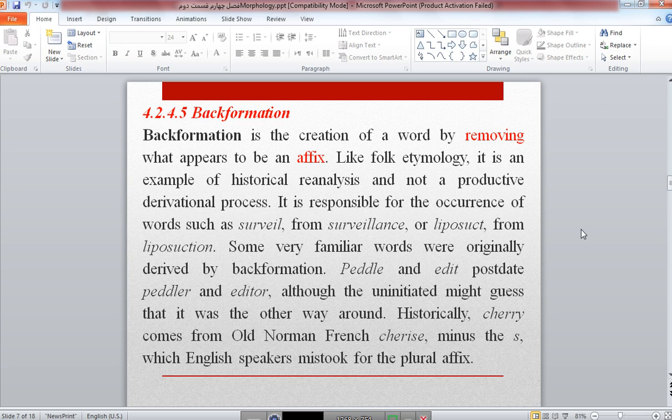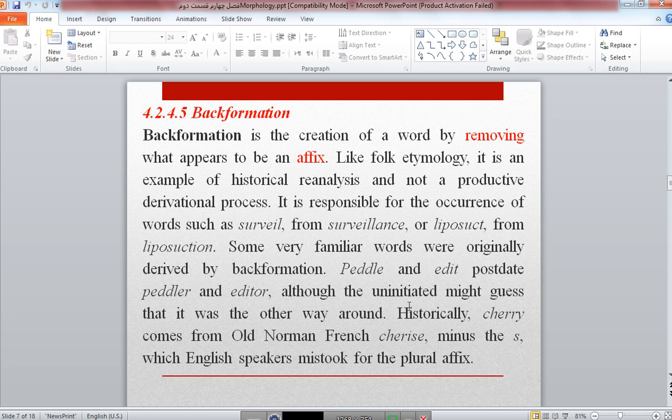So back formation is the creation of a word by removing affixes. For example, we have surveillance, we remove the ance, the suffix, and we produce surveil. Or we have liposuction, we remove tion, the suffix, and we produce liposuck. This is a new word. And again the peddler and editor: we remove the er or or to produce the new words pedal and edit.